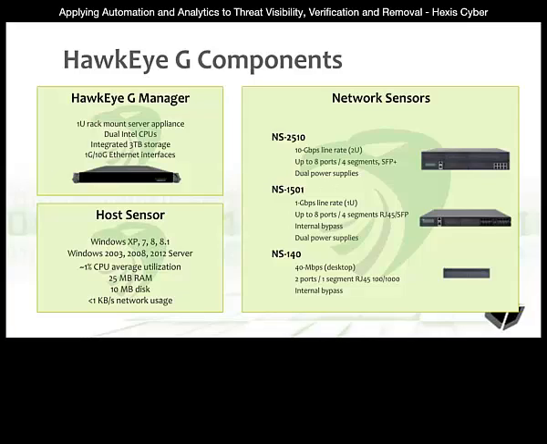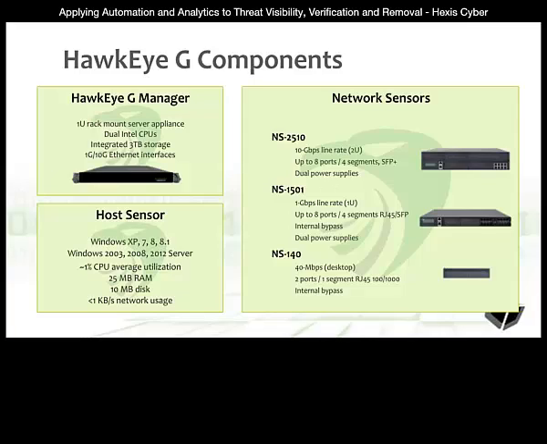The host sensor is a lightweight agent for Windows platforms. It uses less than 1% CPU on the machine, so you almost can't even detect that it's operating, less than 25 megabytes of RAM, and less than 1 kilobyte per second of network usage to send information to the HawkEye G Manager. I'll talk more about the network sensor in the next couple of slides.